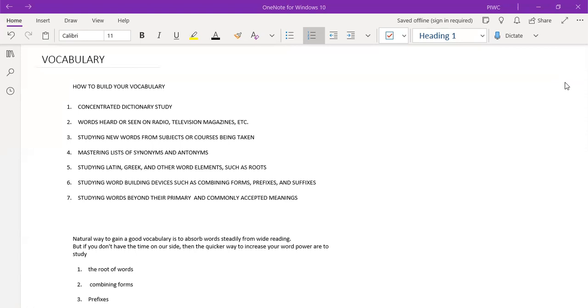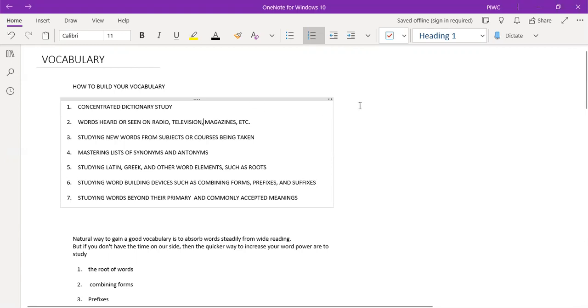Now, the first approach is to do a concentrated dictionary study, where you take the dictionary and go through certain words that you don't understand, and then you try to find their meanings and so on. But that can be very laborious. So it may not be the best method. The other method would be to look at words that you heard or saw on the television, heard on the radio, or saw in magazines and so on. If they're unfamiliar to you, you can check them up in the dictionary. You can build your vocabulary that way.